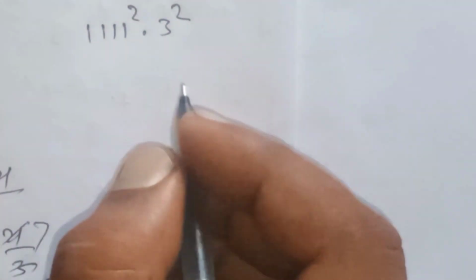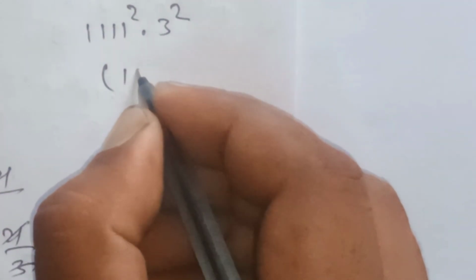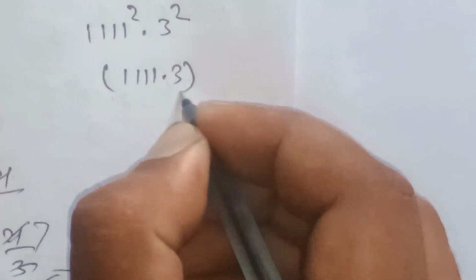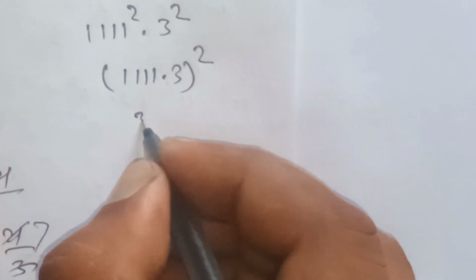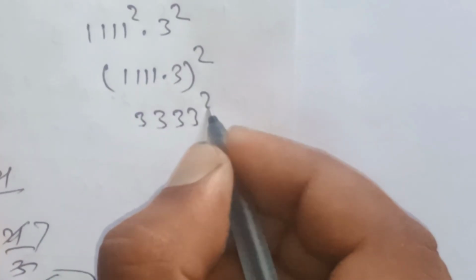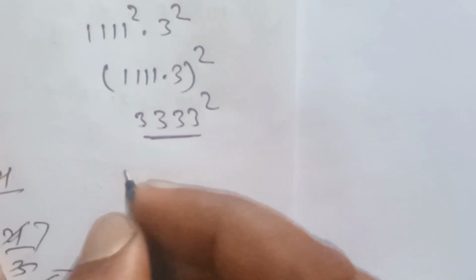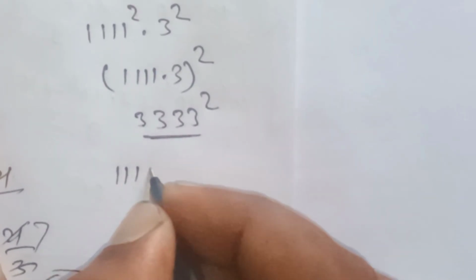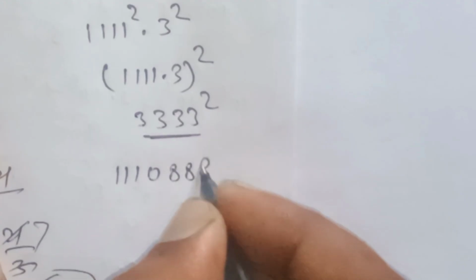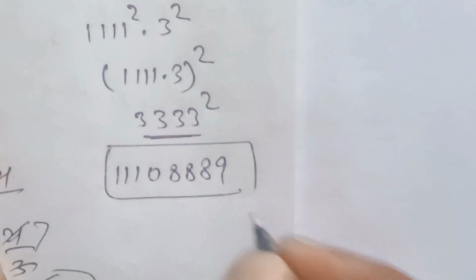After that, bracket open 1, 1, 1 into 3 whole squared. Here 3, 3, 3, 3 whole squared. The value of this is 111088889. This is the final value of this radical math problem.